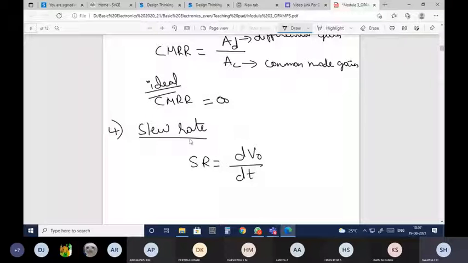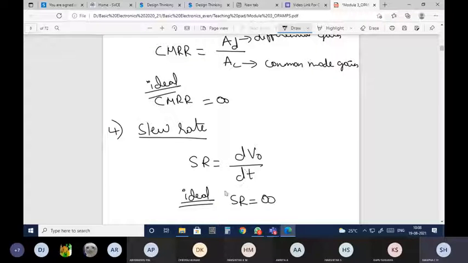Slew rate will tell us how fast the output is changing in the op-amp. That is given by dV naught by dt. How will you calculate the fastness? It will be with respect to time, so dV naught by dt. Within no time the output should change. Ideally, the time required to change the output should be very minimal. It means that dt will be very less. So in the ideal case, the slew rate value will be equal to infinite.